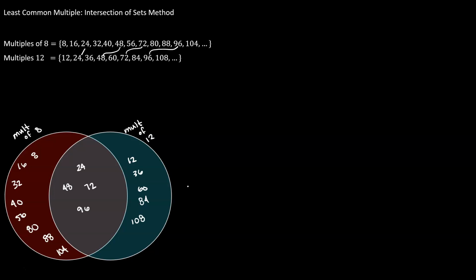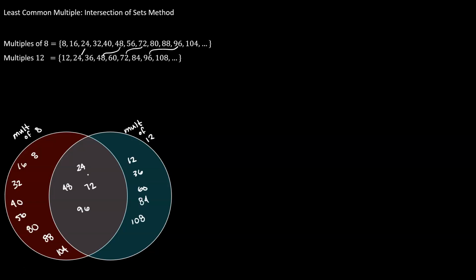Now you're probably thinking, if you already have these numbers in a list like this, why would you bother putting them in the Venn diagram layout? And honestly, it's just a way to help our brains visually grasp why we're picking the numbers we're picking. So in a list like this, it's possible that you might accidentally look over a number that's a common multiple. When you put them in a Venn diagram like this, it's a little easier to see where the overlap is.